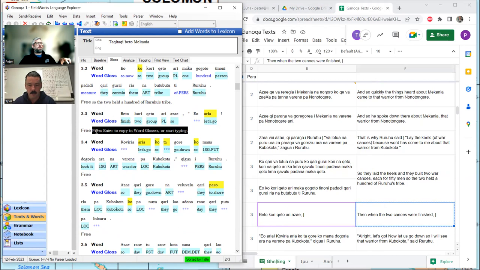The English text does say that it's men, and I suspect it would have been men, but the oldest sense of the English word man is gender neutral, so we'll just call them people. Then the two canoes were finished, and for this text, or at least the last segment, we've been trying to guess the meaning without just reading it off.